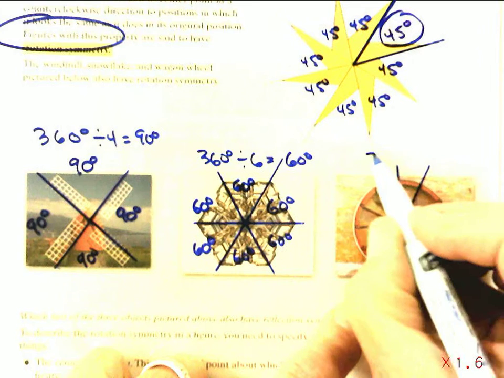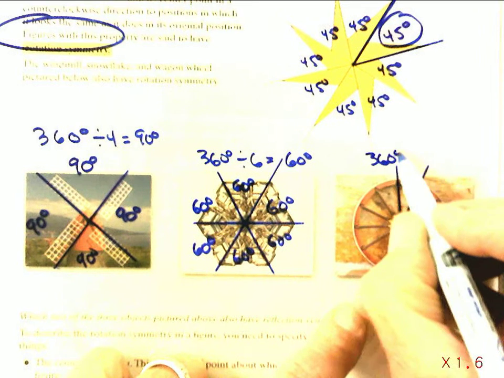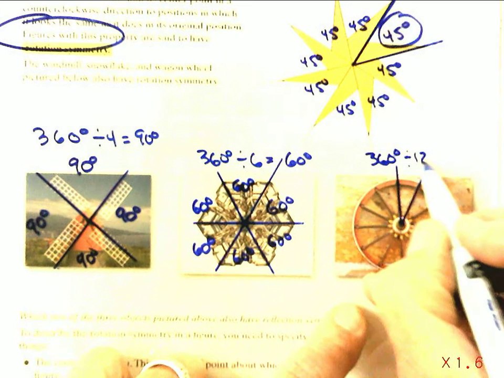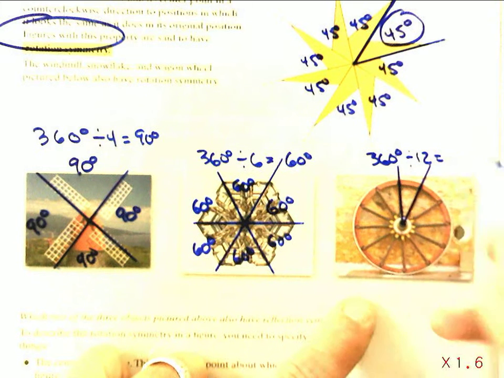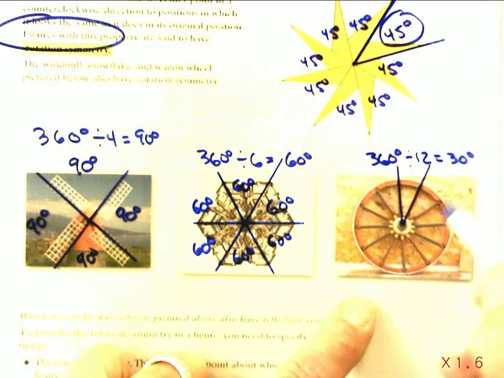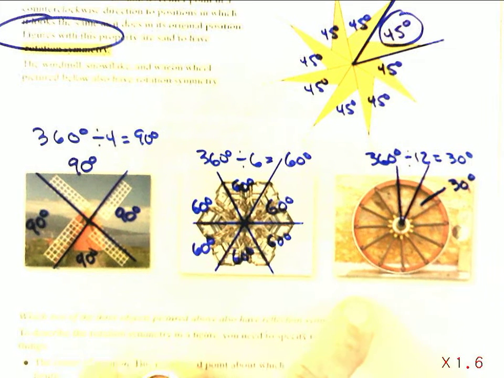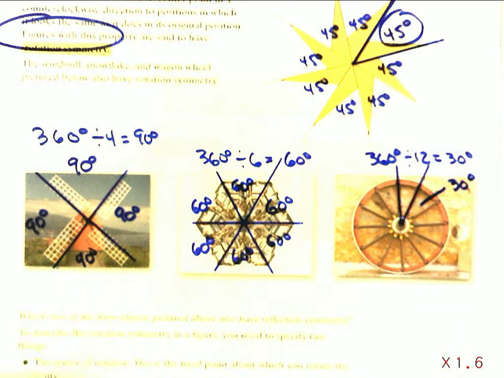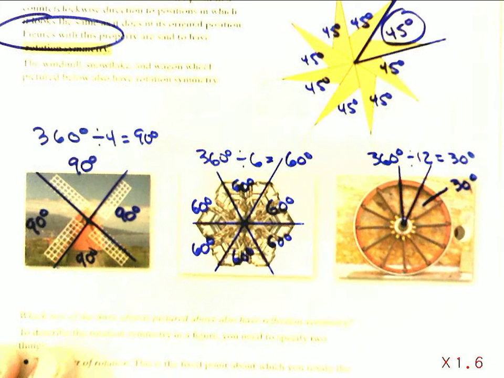So if I take my 360 degrees divided by those 12 rotations, then each of those angles is 30 degrees. And so each angle of rotation in this case is 30 degrees. So the wagon wheel has angle rotation of 30 degrees. So those are all the turns that we can make and still have rotation symmetry.